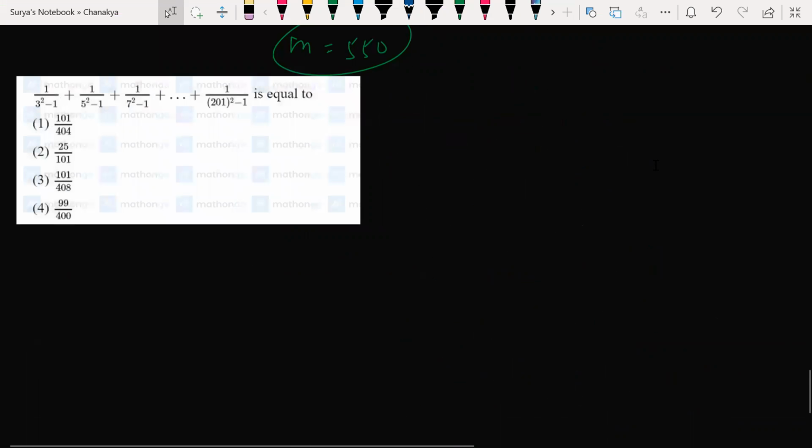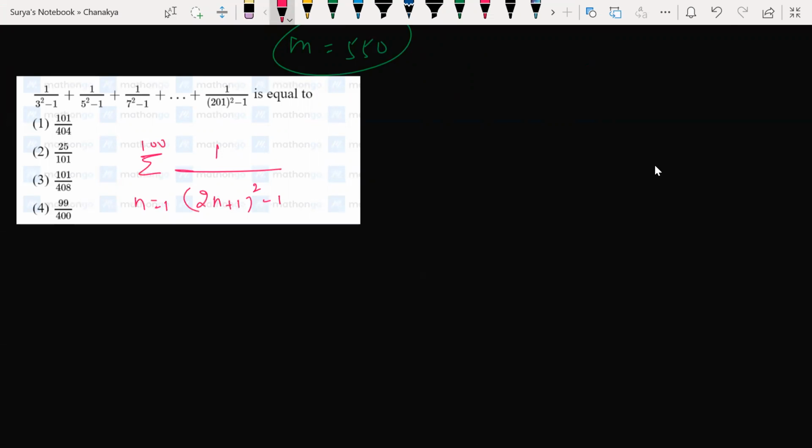Look at this. But till 201 he has given. Till 201. So now look at this. Summation of n equal to 1 to 100, 1 by 2n plus 1 whole square minus 1, it looks like. Isn't it? So n value substitute 1. So 3 square minus 1. N value 2, you will get this. N value 3, you will get this. 4, you will get like this. And so on, you will be getting.